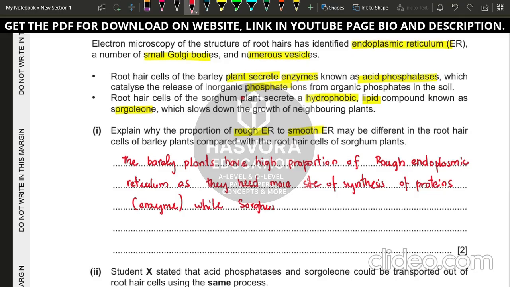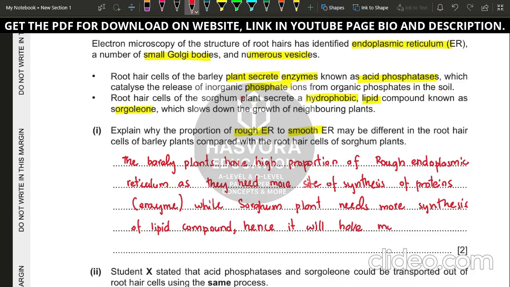sorghum plant needs more synthesis of lipid compound, hence it will have more proportion of smooth endoplasmic reticulum. Okay, so this will be your answer.